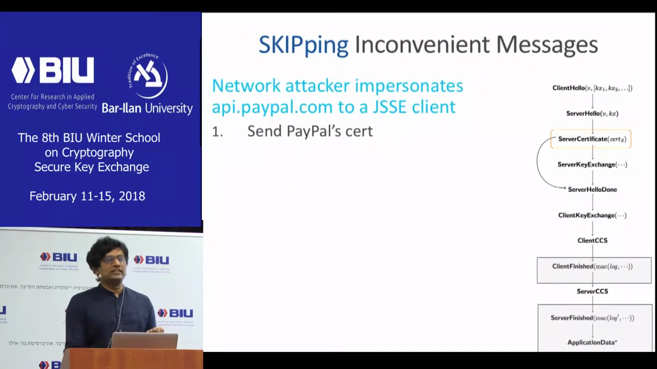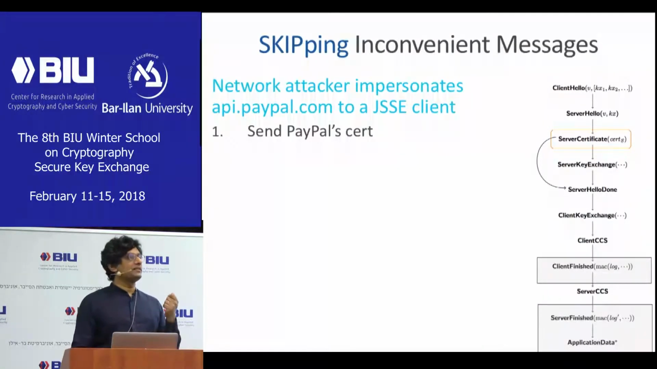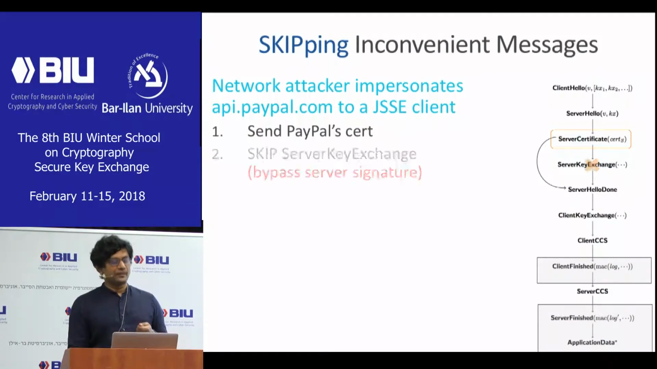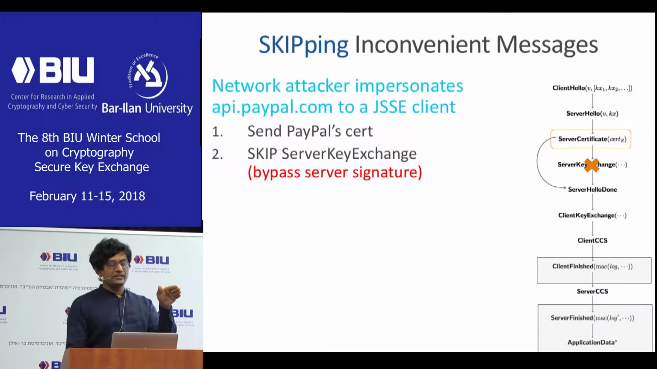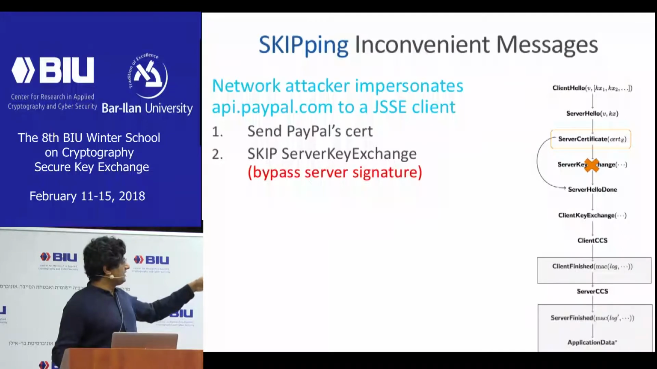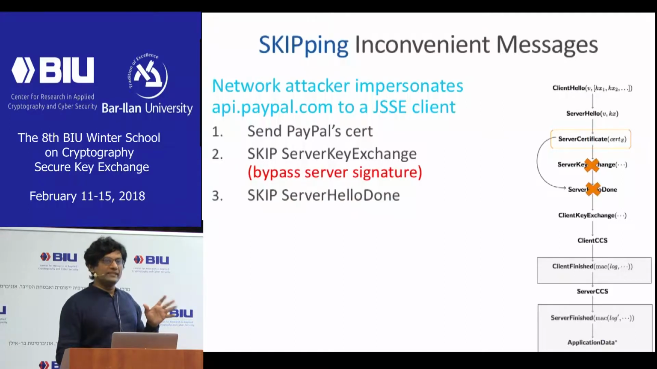But he cannot send the server key exchange message because he doesn't have PayPal's private key, so he cannot sign, he cannot create a signature. So what he does, he skips the server key exchange message, and since the state machine allows me to skip it, I go through to the next state. At this point, I'm supposed to send a server hello done message. But if I send the server hello done message, the client will start doing the client key exchange, will try to compute the pre-master secret, and things could go bad. So let me skip that message too.